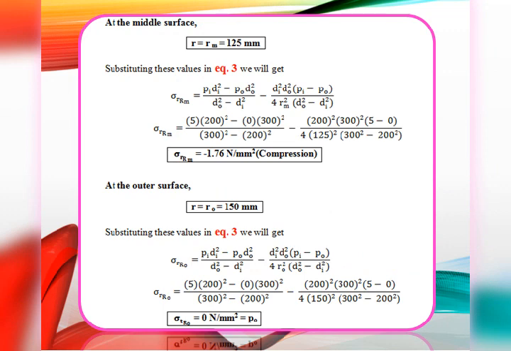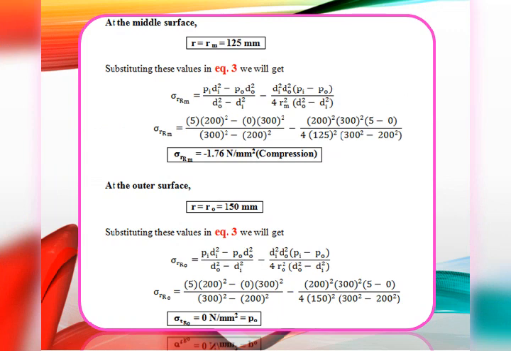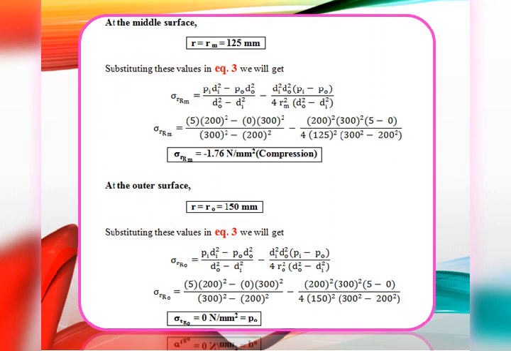After obtaining the radial stress at the inner surface, now we will move on to find the values at the middle and outer surface. At the middle surface, R is equal to Rm, that is equal to 125 mm. By substituting these values in equation number 3, we are supposed to do the modification in the equation number 3, that is R by Rm. So sigma r Rm is equal to Pi di square minus P naught d naught square divided by d naught square minus di square, minus di square into d naught square into Pi minus P naught divided by 4 Rm square, d naught square minus di square.